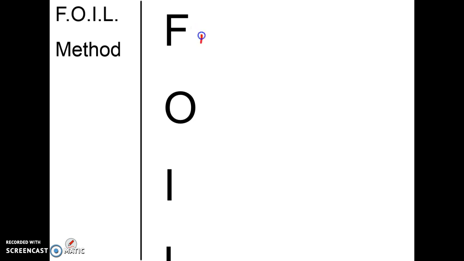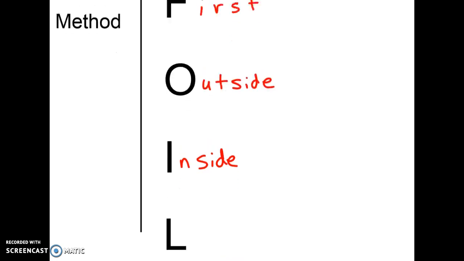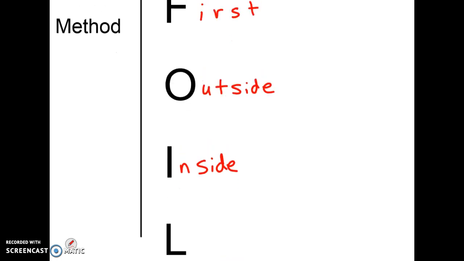So the F stands for first. The O stands for outside. The I stands for inside, and the L stands for last. And this just tells you the order in which you multiply your two binomials together.